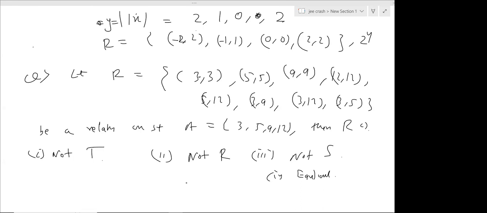This is not symmetric. We have 3 3, 5 5, 9 9, and 12 12, so this is reflexive. We have 4 elements and all the pairs are there. Transitive we will not talk about because there is no other ordered pair, and if it is there, it is transitive. Symmetric, I can see 12 comma 5 is not there, so this is not symmetric.